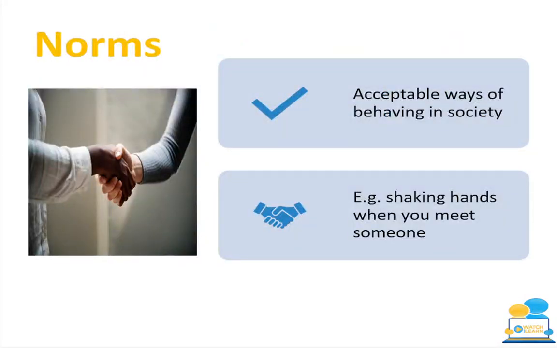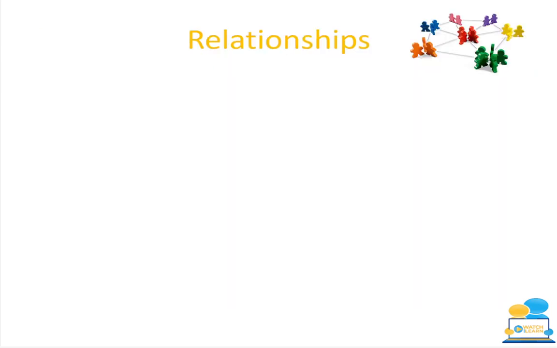You need to be able to define and explain what a norm is and give an example. So for example, a norm is an acceptable way of behaving in society. So say if you meet someone new, you will shake their hand, okay? You will say hello. So this is a norm. This is what is expected for you to be doing.